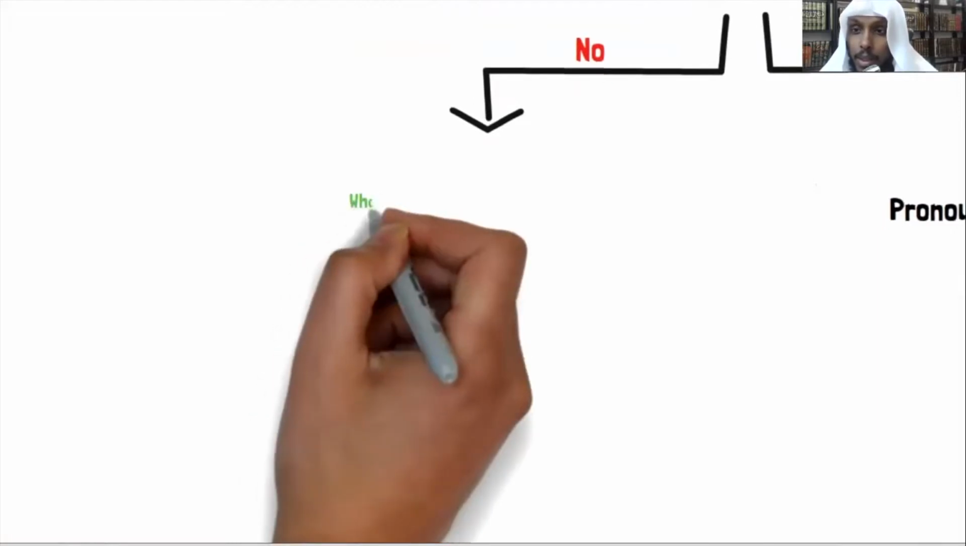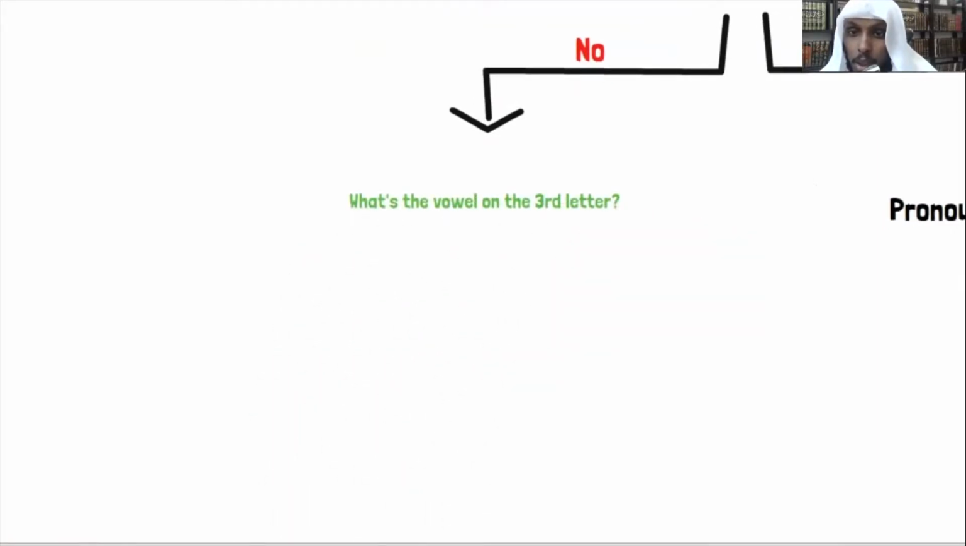Now there are three possibilities in terms of the third letter. We look at the third letter. That's the first thing. We look at what? The third letter. Why do we look at the third letter?